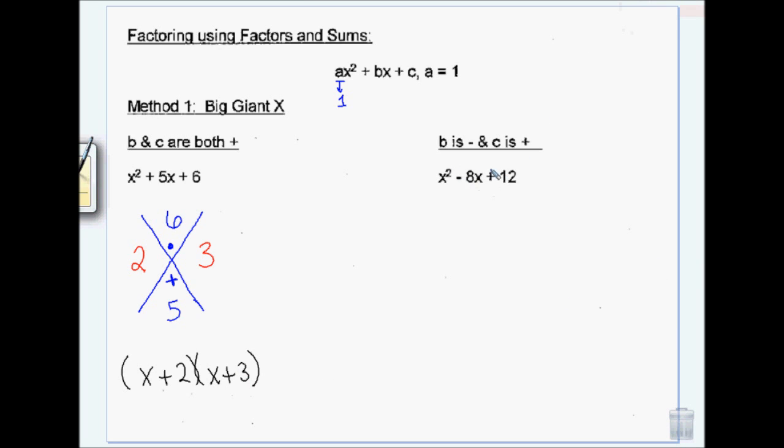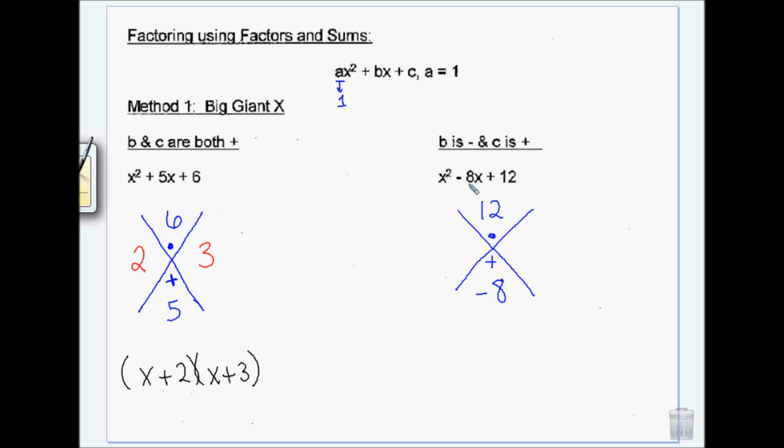Same basic principle, but see how this is negative but this is positive? I still am going to make the big giant X. I'm still going to do the multiplication and the addition, and I'm still going to put them together. The 12 goes with the multiplication, and then negative 8 goes with the addition.